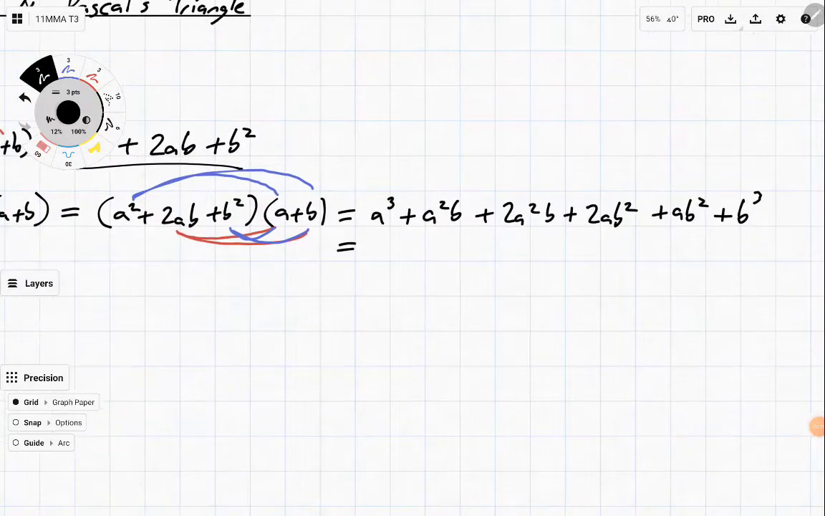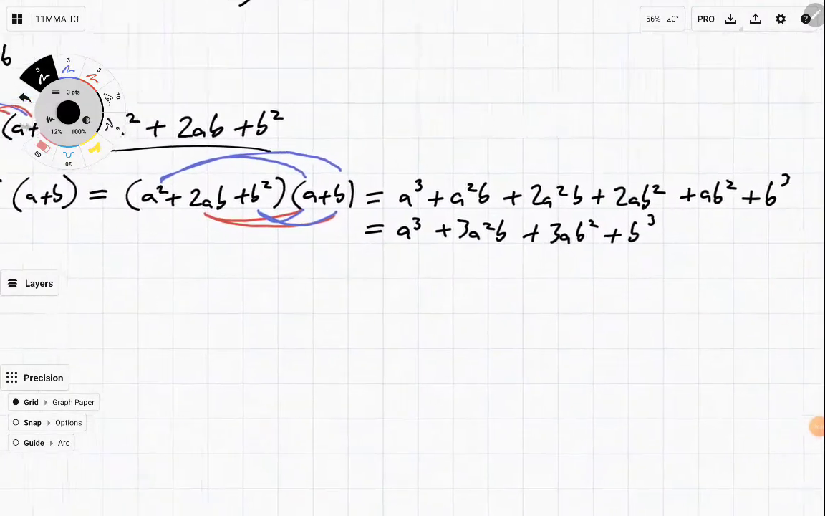Alrighty, let's collect some like terms. A to the 3 is all by itself. We've got a squared b and 2a squared b. So that's 3a squared b. Similar here, we've got 2ab squared plus ab squared. That's plus 3ab squared. And then we've got plus b to the 3.